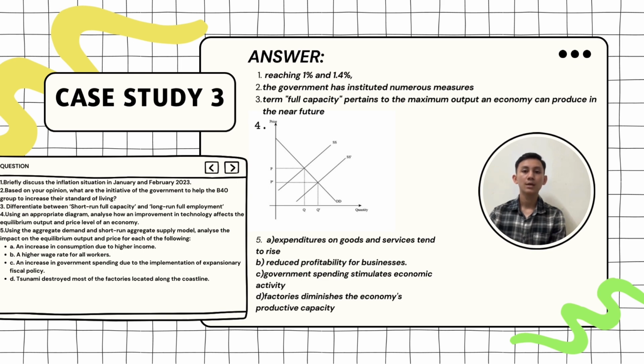B. As wages experience an uptick, businesses face a rise in production costs, initiating a leftward shift in the short-run aggregate supply curve. C. This policy involves an augmentation of government expenditures, inducing a rightward shift in the aggregate demand curve. For the last question, D. The destruction of factories diminishes the economy's productive capacity, resulting in a leftward shift in the short-run aggregate supply curve.